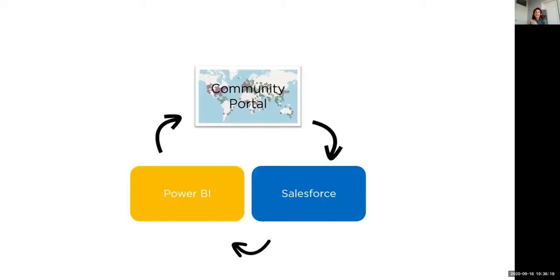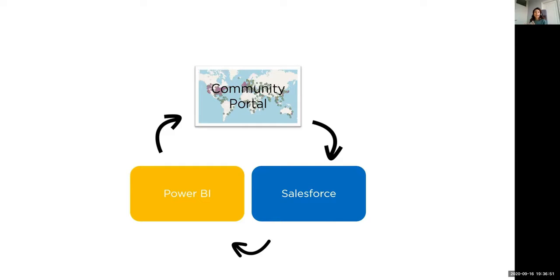So to give you an idea of how this works, we have a community portal. The schools and universities enter information in community. The information is stored in Salesforce. We use reports and dashboards, but when we need a higher level of data analysis or when we need a higher level of user interactivity, then we rely on Power BI. And we share back these reports with our members in the community portal.